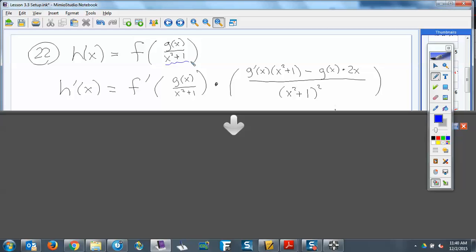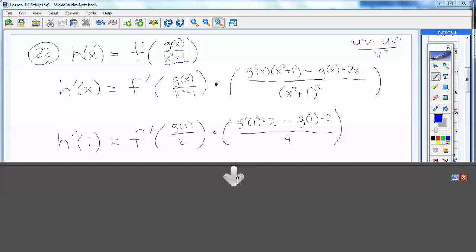Well, that's a quotient rule, so it's a good time to review the quotient rule, which is u prime v minus u v prime all over v squared, right? So u prime, the top prime, is G prime, leave the bottom alone, minus top left alone is G, times the derivative of the bottom is 2x, all over the bottom squared. So you just write that all out. And then we're trying to find H prime of 1. So I put a 1 in for x, so that'd be G of 1.